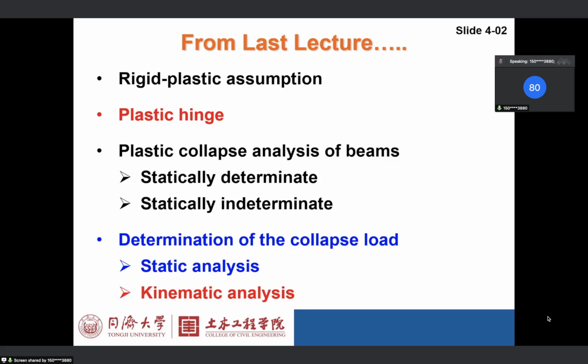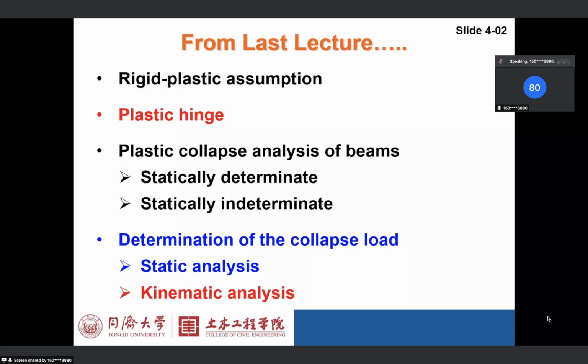However, for a statically indeterminate structure, because of the extra redundancy, even if one section or more than one section experiences a plastic hinge, the whole system may still be able to keep carrying loads until the necessary number of plastic hinges form, take a beam for example, and then the whole system collapses.